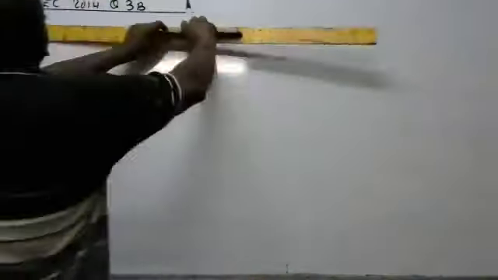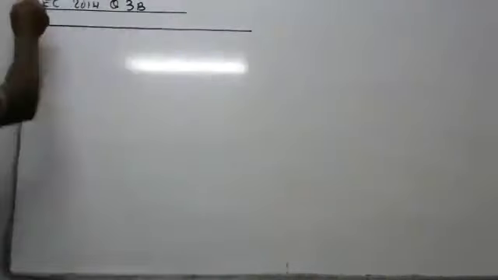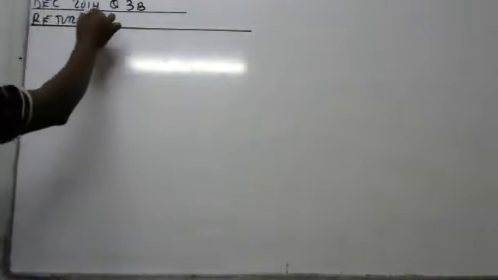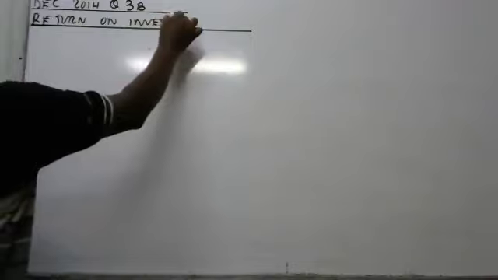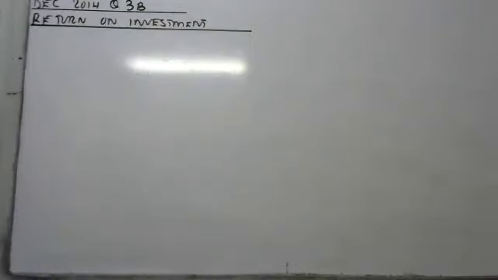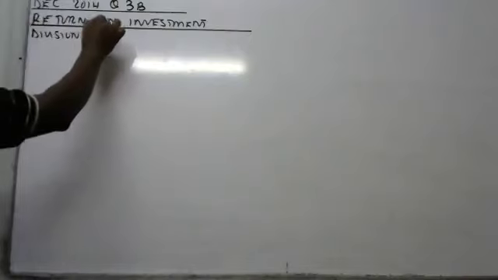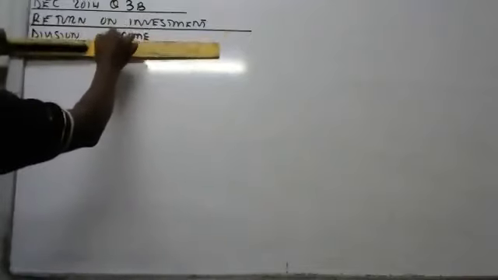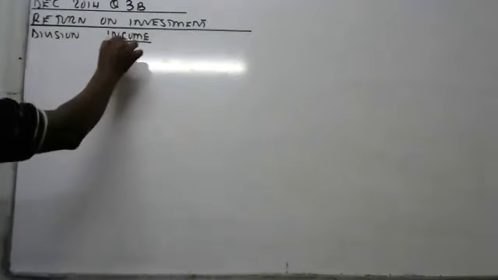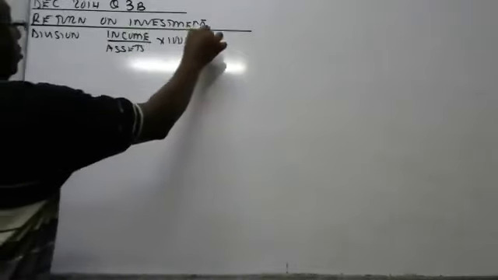Then we are told, using the return on investment criterion for each division and the organization as a whole, advise the management of WMT for the most profitable division. So we can start with the return on investment. So we can have division. Now this one we know it is income over assets times 100. That would be the return on investment.